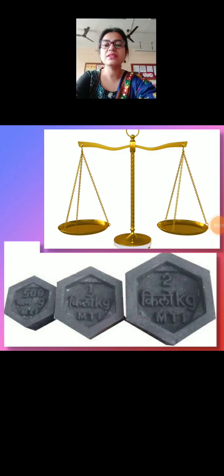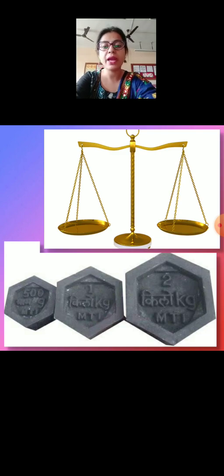Children, this is a beam balance, okay? It is widely used by shopkeepers, greengrocers and fruit sellers. It has two pans. On one pan we put the weights, which you can see given below. These are made of iron. Each weight has the denomination or value written on it. Here I have shown you three values: 500 grams, 1 kilogram and 2 kilos.